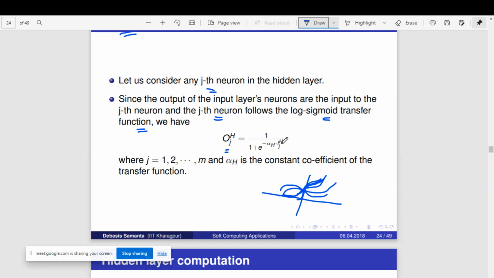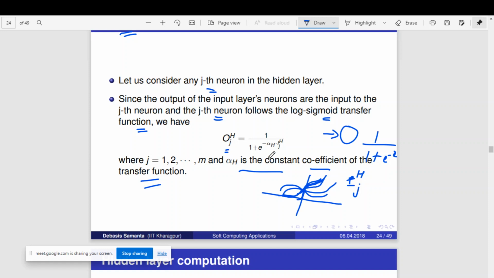So basically, what you should understand is that on whatever input comes to the hidden layer, we apply the sigmoid function. What is the sigmoid function? 1 by 1 plus e to the power minus x. Here, in our case, x is IjH, the input to the jth neuron in the hidden layer, where j varies from 1 to m, and alpha h is the constant coefficient of the transfer function. It's a constant. Fine.